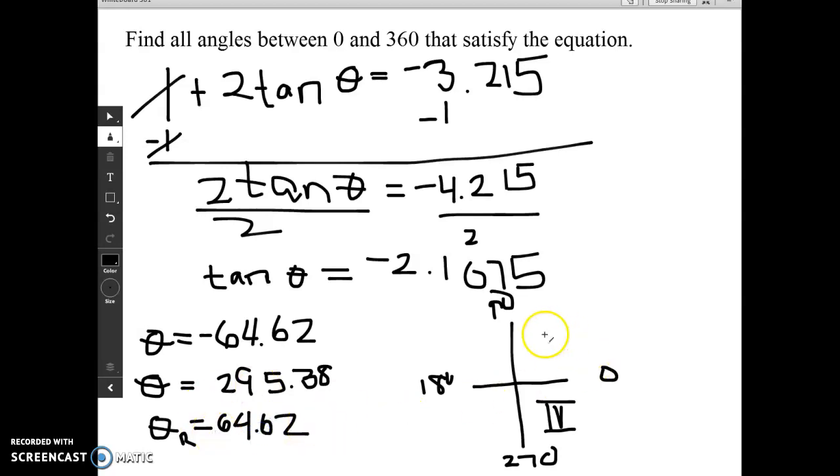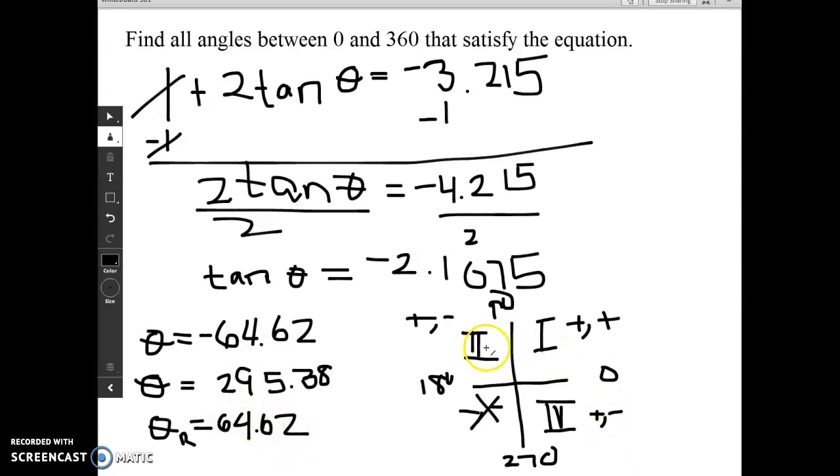So 64.62 is in quadrant 1. Well, our answer is negative. We want our answer to become negative. Well, the answers in quadrant 1 are both positive. So this is not one of my answers. Where will it be negative? Well, we know that in quadrant 2, I have a positive and a negative. So it can be in quadrant 2. In quadrant 3, I have negative and negative. So it's not in quadrant 3. But in quadrant 4, I have a positive and a negative. So it's in quadrant 2 and quadrant 4.